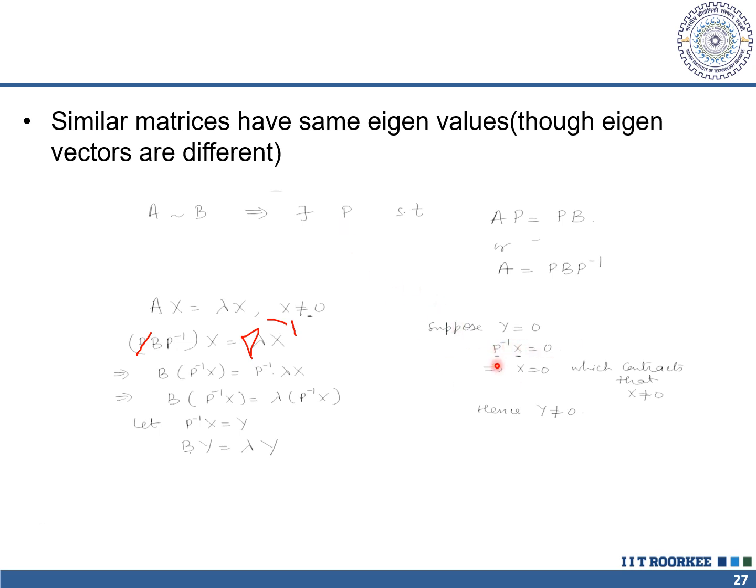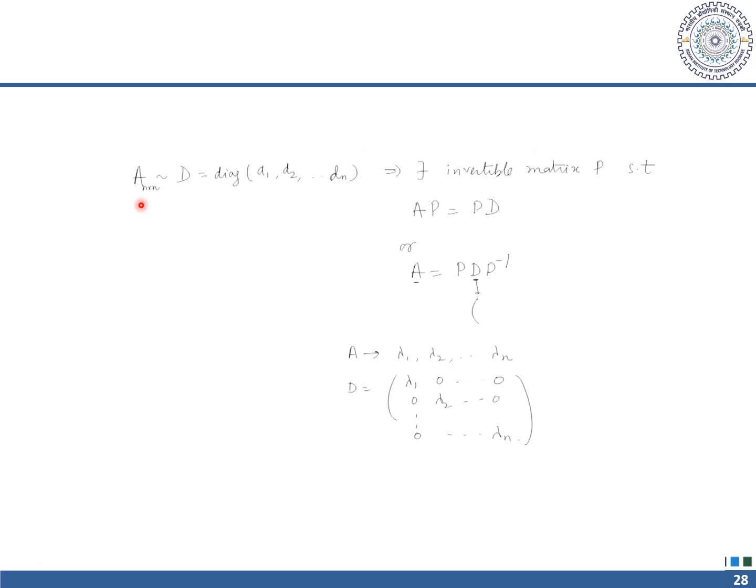As P is an invertible matrix, we multiply both sides by P. So x has to be 0, which contradicts that x is not equal to 0. Hence y is not equal to 0. As y is not equal to 0, it is an eigenvector of B and lambda is the eigenvalue. So A and B are similar matrices which have the same eigenvalues, which means that similar matrices will have the same eigenvalues. This is an important property we will use in further slides. So to diagonalize a square matrix A of order n by n to D, which is a diagonal matrix with entries D1, D2 and so on up to Dn, AP equals PD.